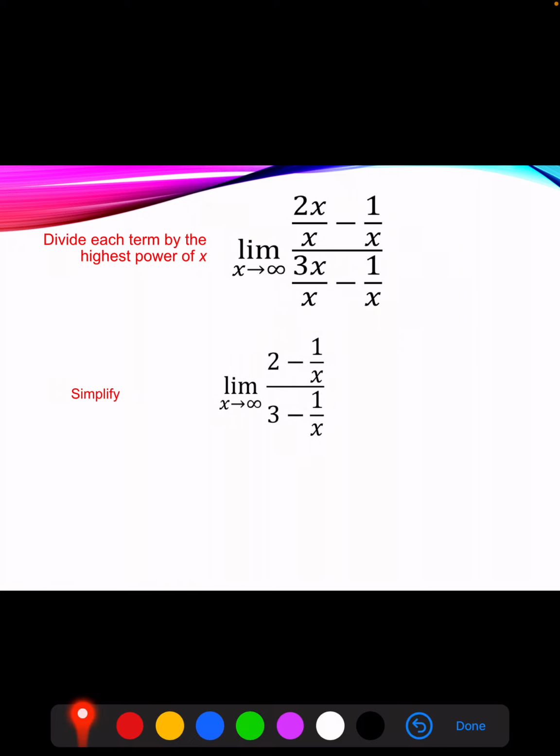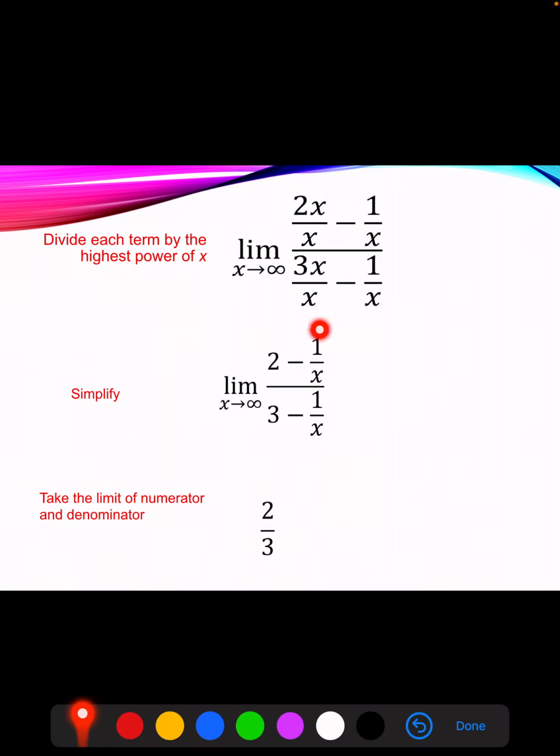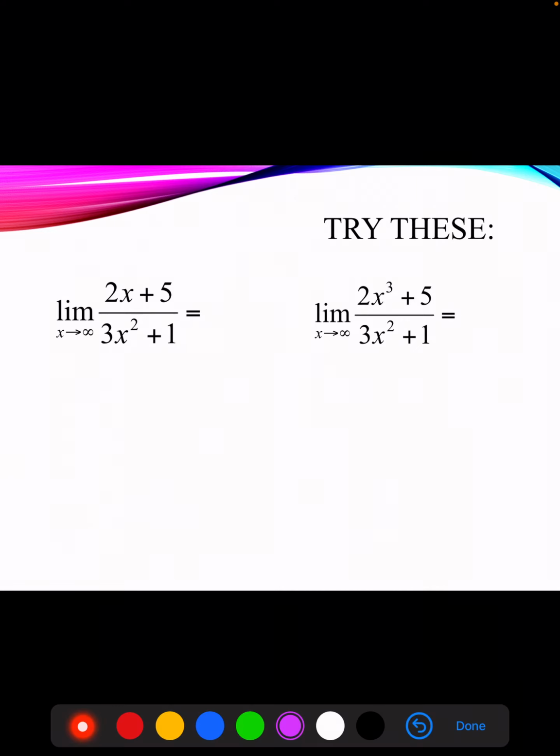And I simplify this. I get 2 minus 1 over x. I can't simplify that. 3, that simplifies. And then 1 over x, that simplifies. And then I can actually take the limit of the numerator and take the limit of the denominator. This piece right here, the limit as x approaches infinity, the denominator is getting larger, larger, larger. That equals 0, right? This equals 0. Final answer, 2/3, which I knew from the beginning. However, the strategy you'll see is going to come in handy when it's a little bit more complex.